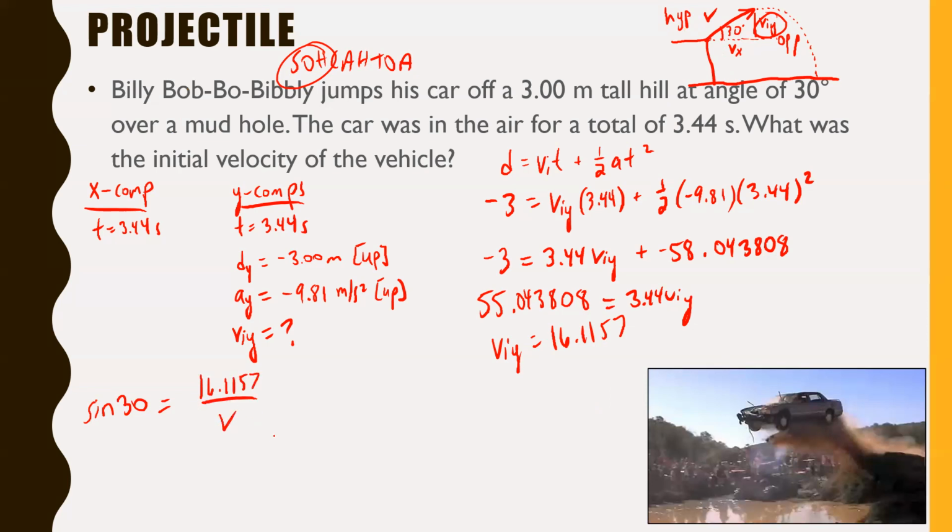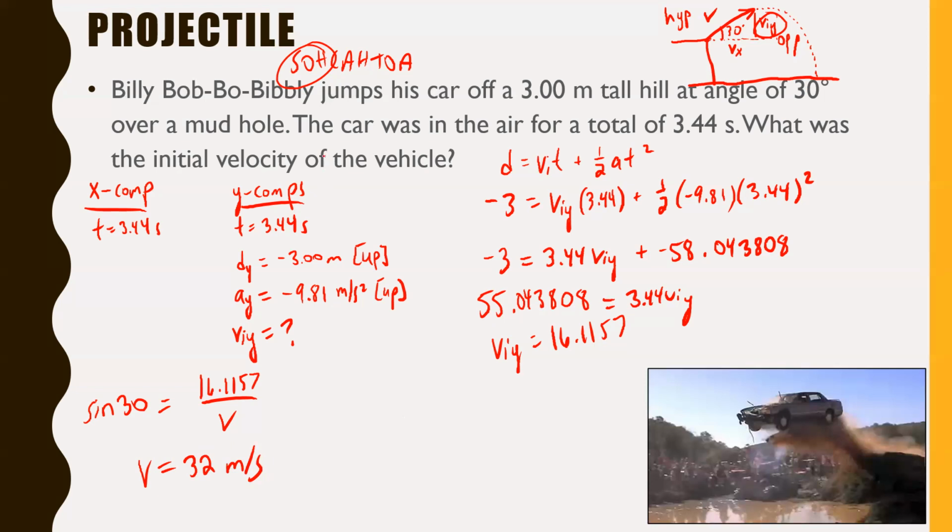is V. We want to solve for V, so let's multiply by V and then divide by sine 30. So if I take that and divide by sine 30, make sure you're in degree mode, of course, I have V equals, and now we can use our sig digs. We'll have only two sig digs because of this 30 degrees here. V equals 32 meters per second.